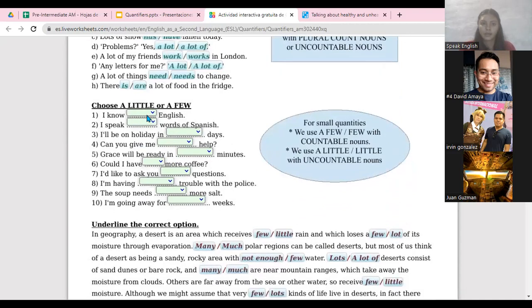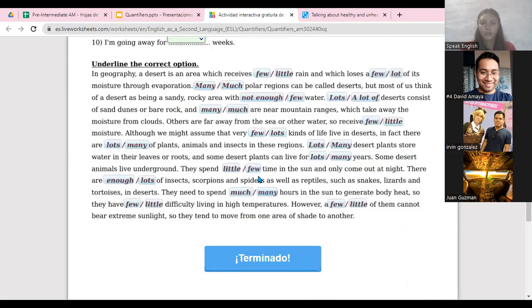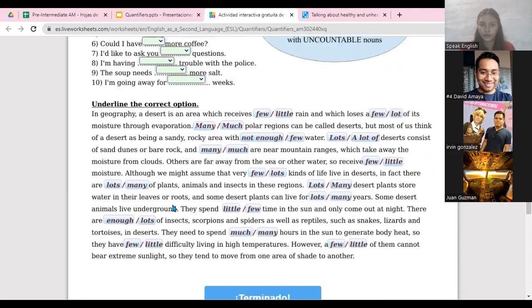The same case here and here. You have to be careful and pay attention to the context, because the context will help you a lot. So you have to pay attention to what you are reading. Okay?